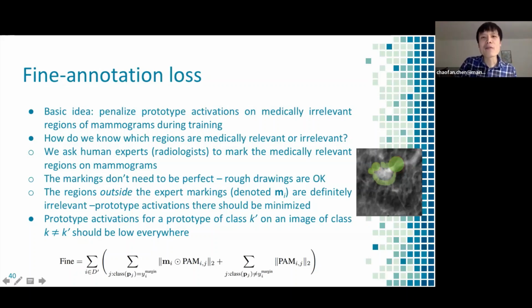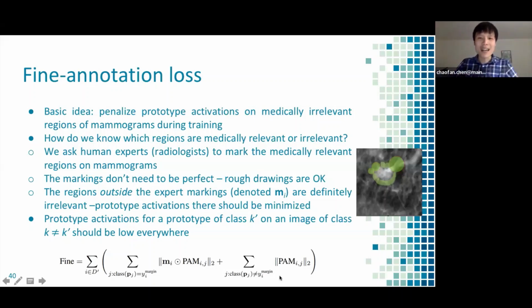So if you look at the formula for this fine annotation loss here, we have two terms. The first one is basically M_i, the region that's outside the expert marking, so it's the irrelevant region, and PAM is the prototype activation map. So the idea here is that if the prototype activates on the region that's outside the expert marking, on the irrelevant region, we should minimize that part of the loss. We don't want that. And this should be minimized for the prototypes j that are of the correct class, hence this part where the class of p_j is equal to the correct class here.